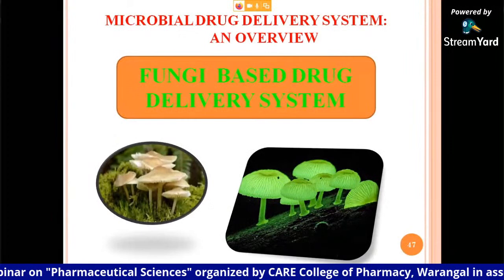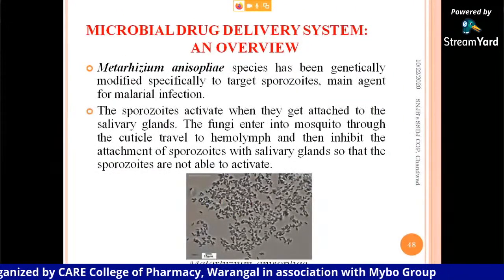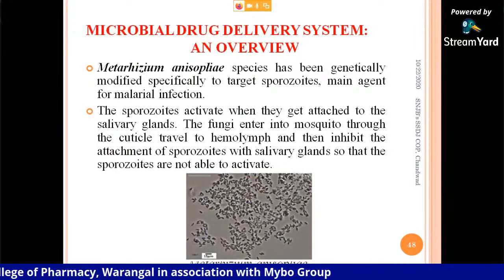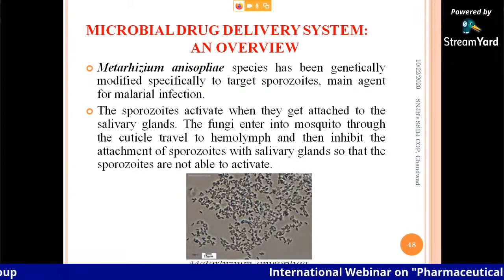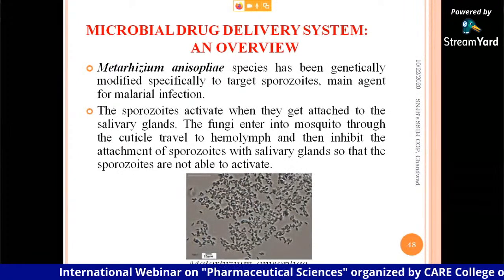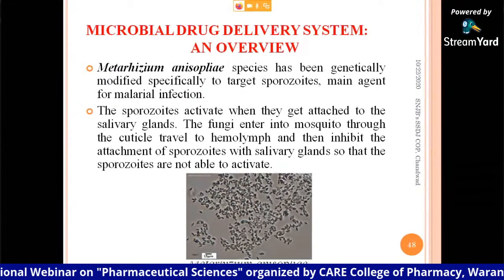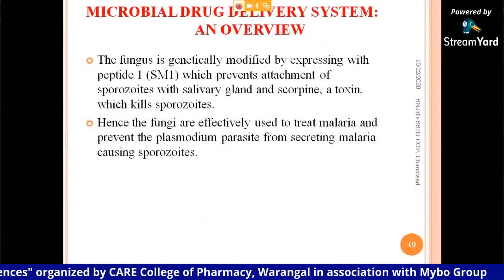Now, nevertheless, fungi-based drug delivery systems like Metarhizium anisopliae species have been genetically modified, especially against sporozoites, the main agent for malarial infections. The sporozoites activate when they get attached to the salivary glands. The fungi enters the mosquito through the cuticle, travels in the hemolymph, and then inhibits the attachment of the sporozoites.